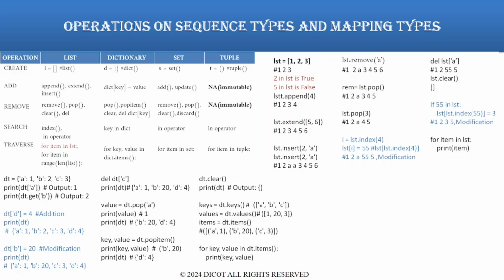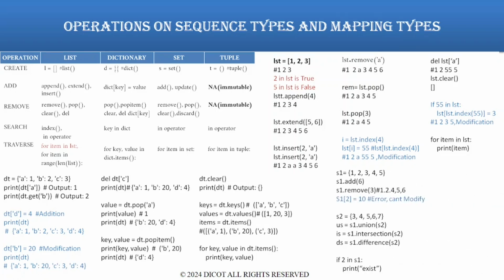Now, let's see sets. The difference between a set and a list is that the elements in a set are unique and we can't modify an element of a set. We have a set here with values 1, 2, 3, 4, 5. We can add an element by using the add function. We can remove an element using the remove function. So in this case, 6 is added, 3 is removed. Now we have 1, 2, 4, 5, 6.